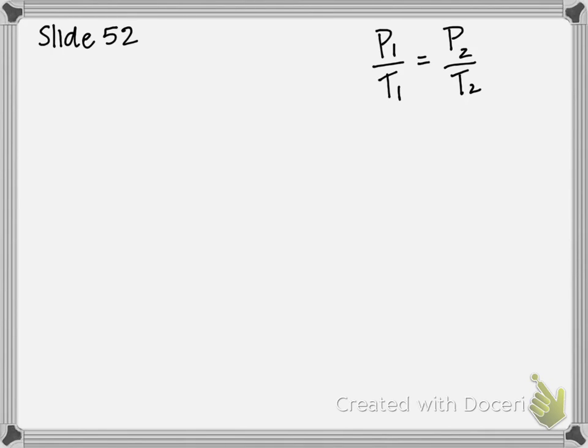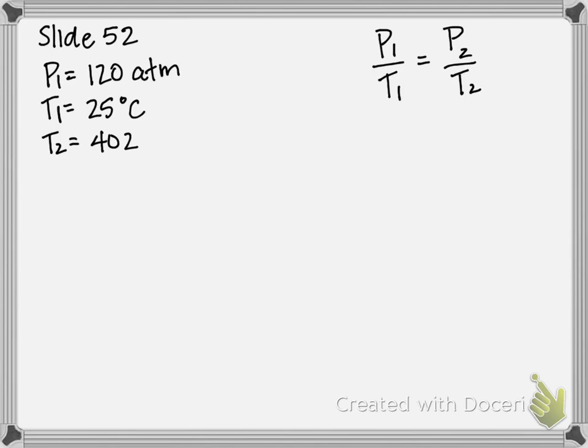So if we read through the problem again, first part tells us that our P1 is 120 atmospheres. Atmospheres is another unit of pressure. And that our temperature, T1, is 25 degrees Celsius. Then if we read into the second paragraph, we are given a second temperature, so that's T2 of 402 degrees Celsius. And P2, we don't know. That's what we're looking for. That's the variable that we're trying to find out.